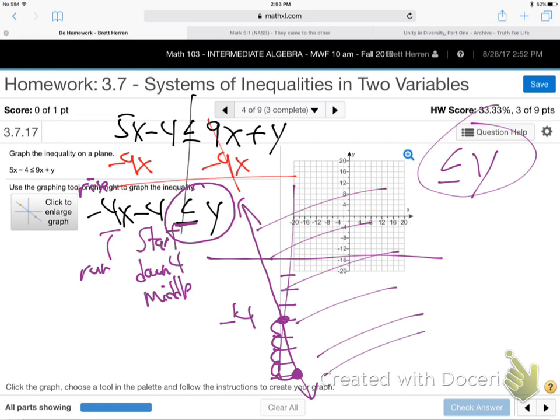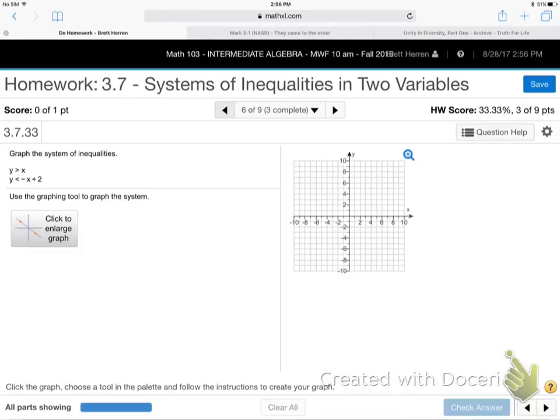All right. Okay. Number 6. They're going to put 2 of them on the same graph now. The final answer is going to be where the 2 shadings overlap. That's what they want from us. Okay, so here we go.